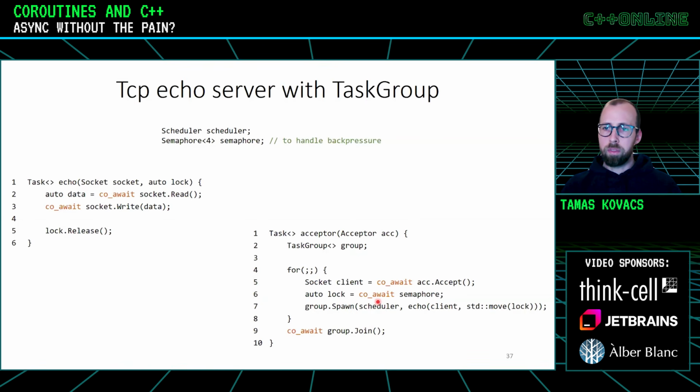And if the system is overloaded, the acceptor coroutine simply suspends. And when the task finishes, when the echo task finishes, it releases the semaphore slot, allowing the next connection to proceed. So now we basically achieve the same result as with the buffered channel.